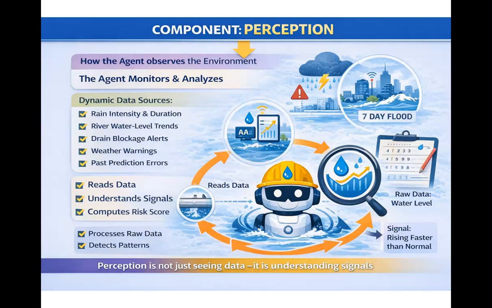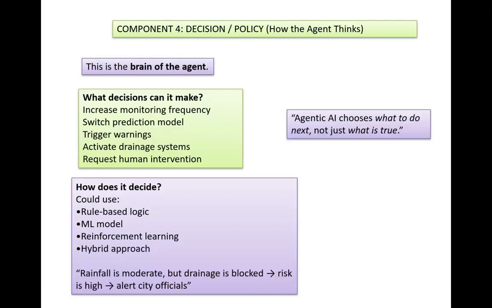For example, if the water level is rising faster than normal, the agent should interpret this as an early danger signal. So perception is not just seeing, it is understanding. Number 4 is decision making or policy making. This is the brain of the agent. So based on what it has observed, the agent must ask, should I increase monitoring? Should I trigger an alert?